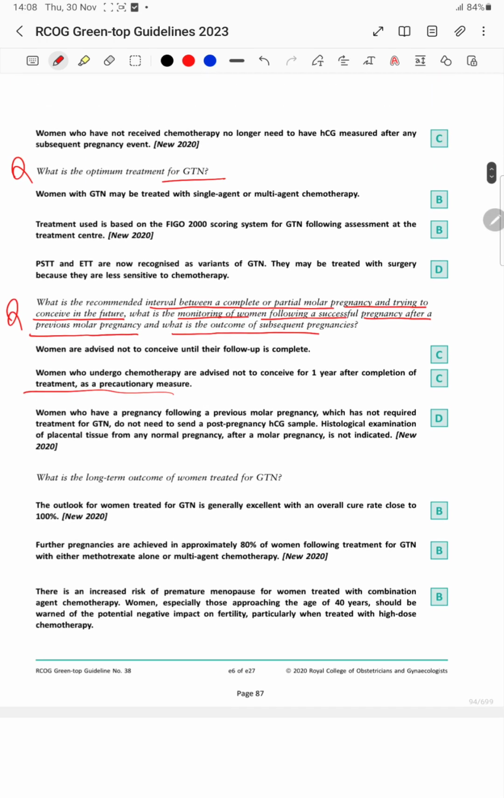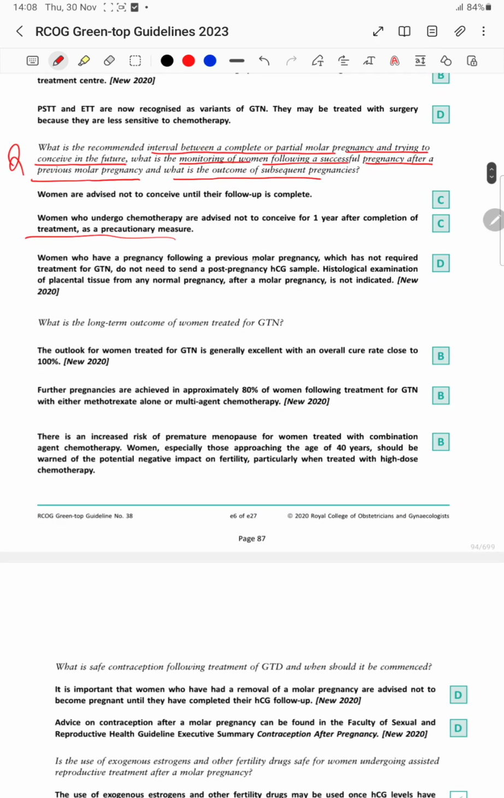Women who have a pregnancy following a previous molar pregnancy, and which has not required treatment for GTN, do not need to send a post-pregnancy HCG sample, and histological examination of placental tissue from any normal pregnancy after a molar pregnancy is not indicated.